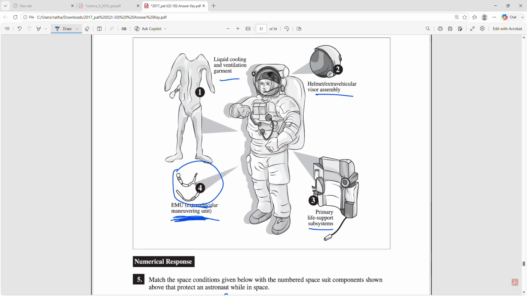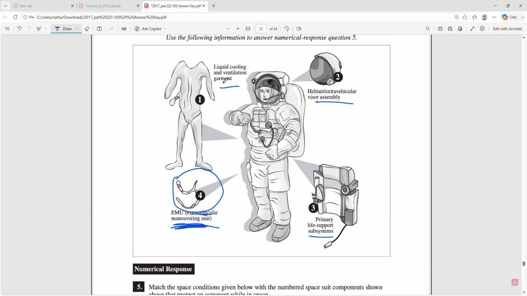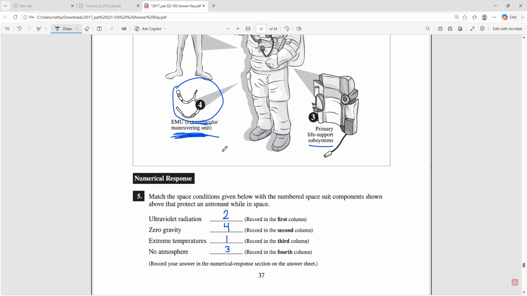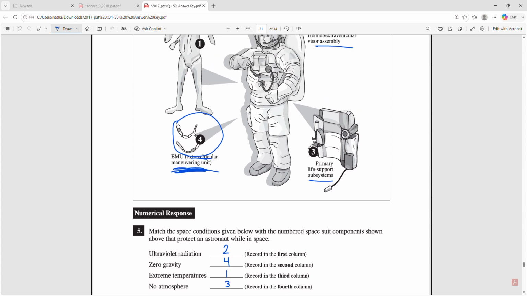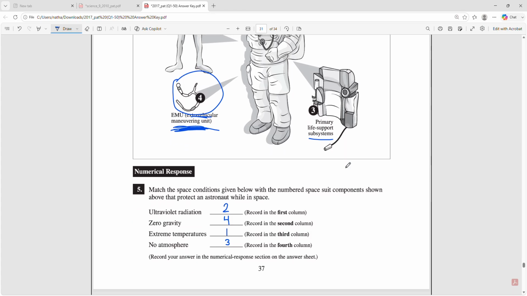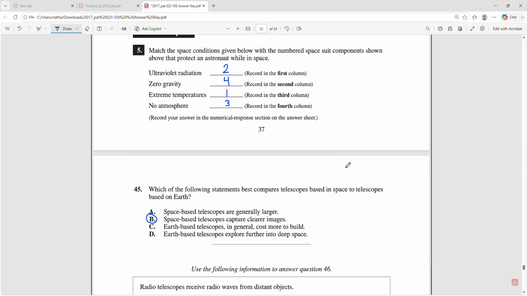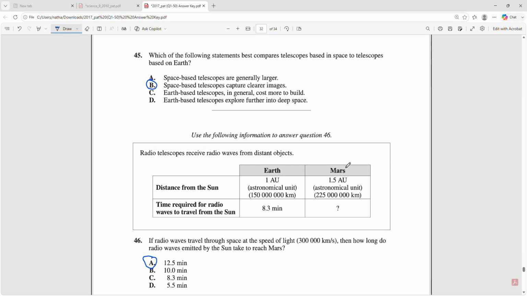Extreme temperatures. Well, that's liquid cooling and ventilation. You can get very hot or very cold in space, depending on whether he's in the sun or not, so he has a liquid cooling and ventilation garment. And no atmosphere. Without atmosphere, there's no oxygen. You cannot breathe. So his life support system, number 3. That pack has oxygen in it, an oxygen supply, among some other things. Okay, so that's that.